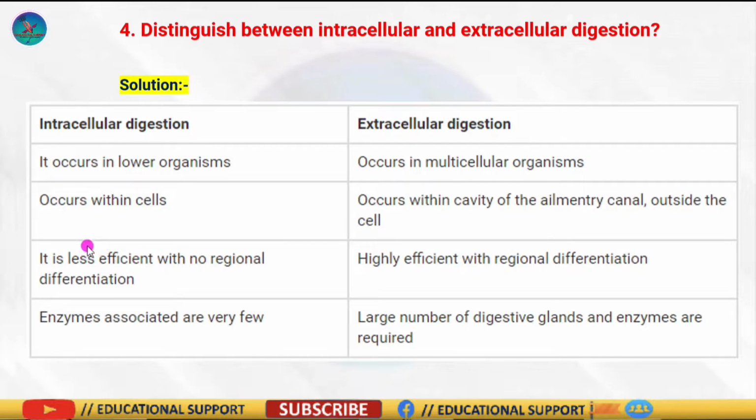sponges and coelenterates. But in case of extracellular digestion, digestion occurs outside of cells in the lumen of the alimentary canal. Salivary, gastric, pancreatic and intestinal enzymes are secreted into the digestive cavity. Digested food materials are absorbed into the blood through the epithelia. Ingestion occurs through the mouth, for example, coelenterates to chordates. So these are the basic differences between intracellular and extracellular digestion.